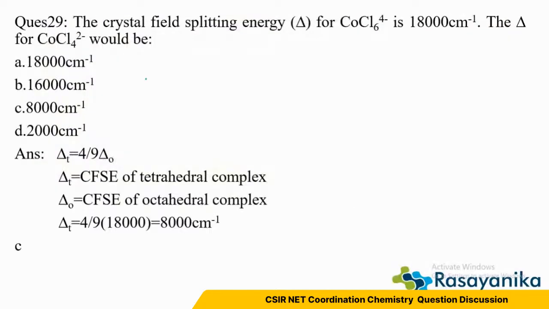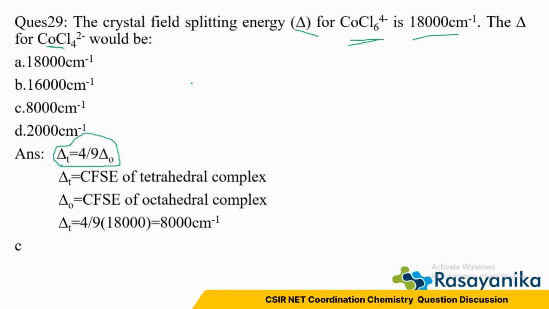Yeah. So this is another question. The crystal field splitting energy for CoCl6 4 minus is 18,000 centimeter inverse. This is the octahedral complex, right? This is a simple question. The delta, it is not given whether delta O or delta T. You have to find it yourself, right? That you should know. The delta for CoCl4 2 minus would be, this is a tetrahedral complex, weak field ligand, this is octahedral. Now this is a formula. This formula you have to remember, okay?